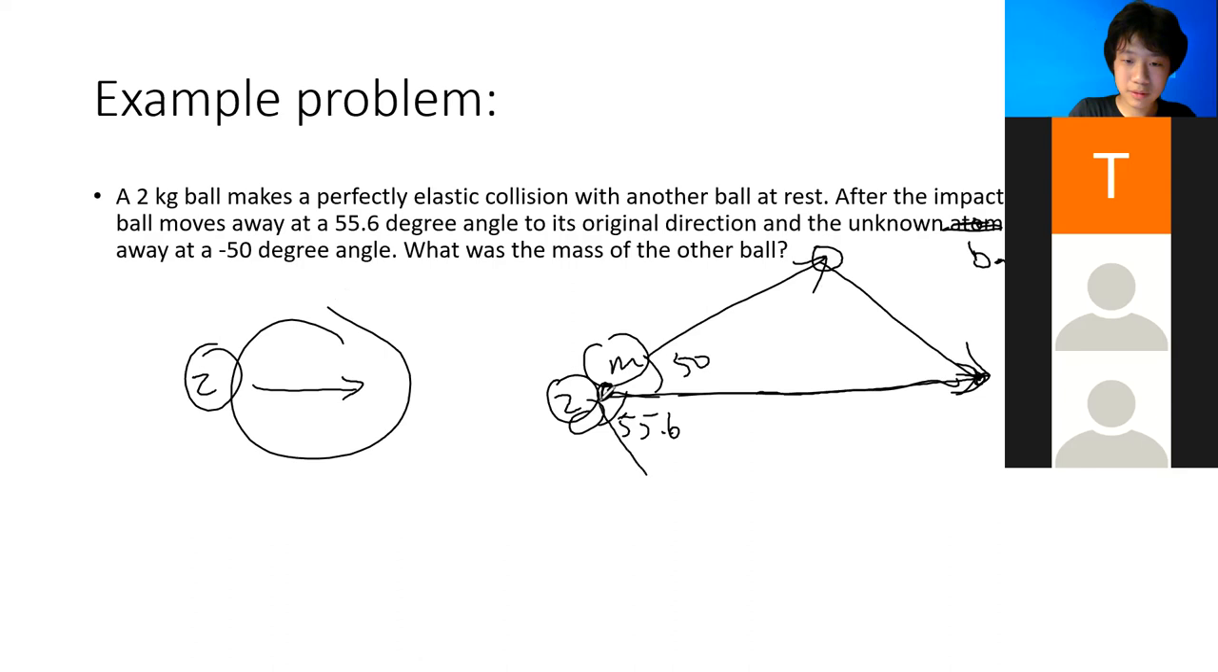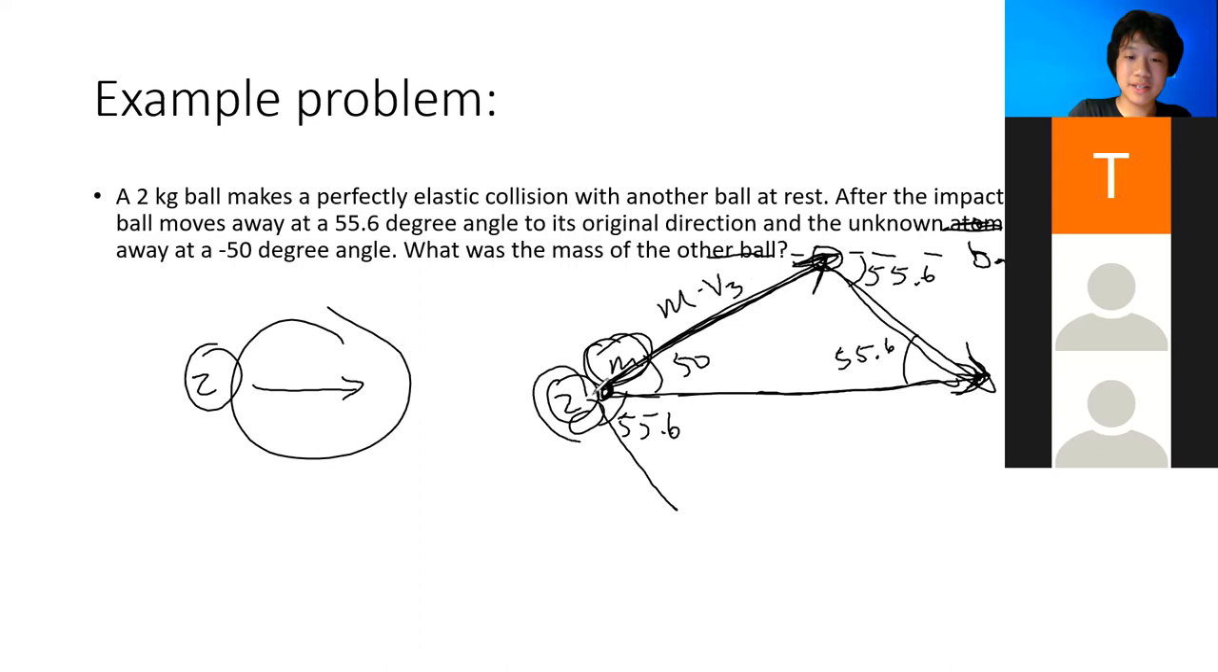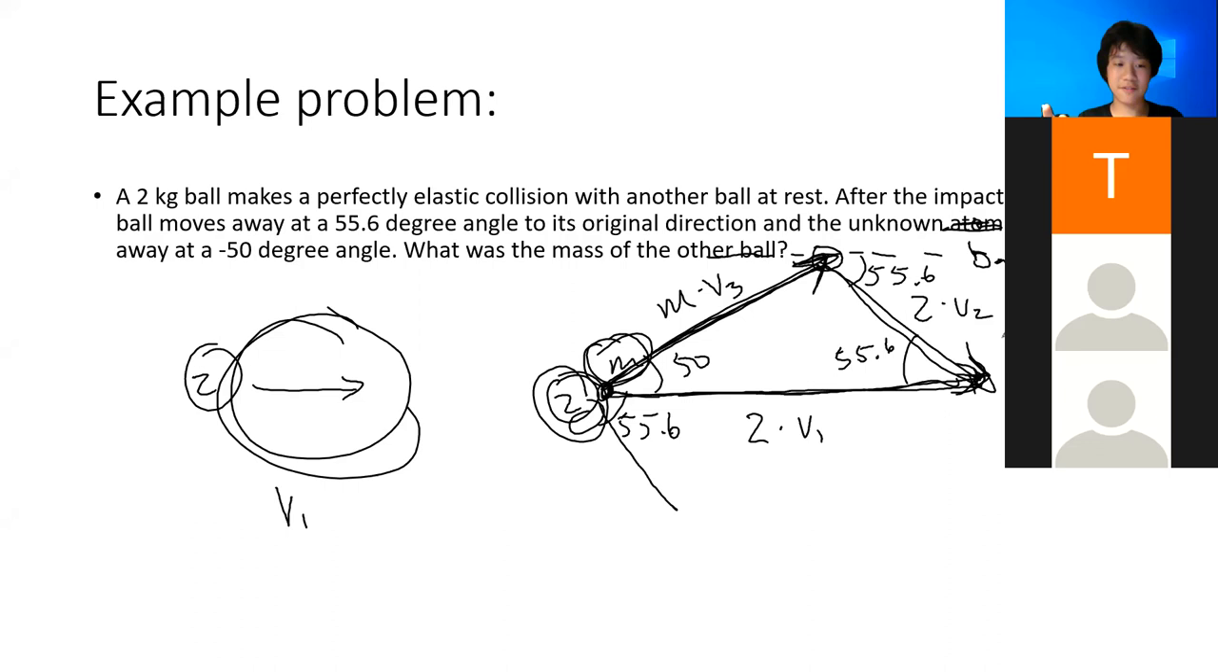Well, what do we do with the 55.6 degree angle? Let's draw another parallel line up here and do some geometry. That means this angle is 55.6, so we have two angles in this triangle. What are the sides of the triangle? These are momentum vectors. This side is the momentum of the mass m, so let's call that m times v3. This one is the momentum of the 2 kilogram ball, 2 times v2. And since it was going at v1 initially, the last side of the triangle equals 2 times v1. So v2 is the final velocity of the 2 kilogram ball, and v3 is the final velocity of the mystery ball.